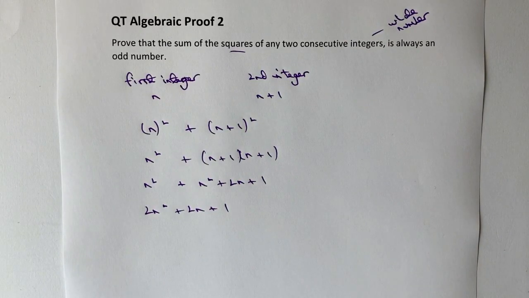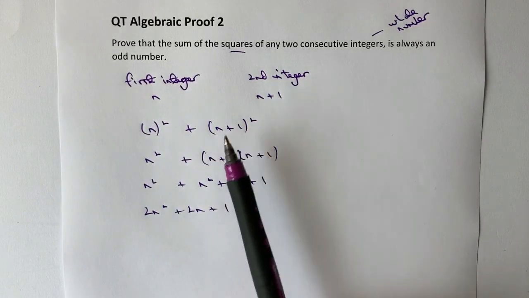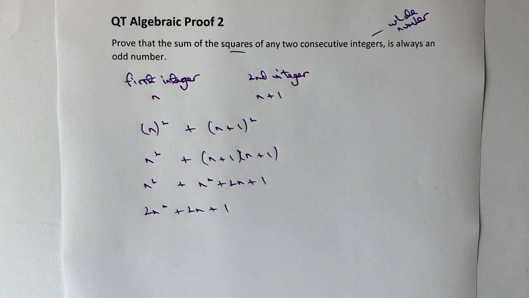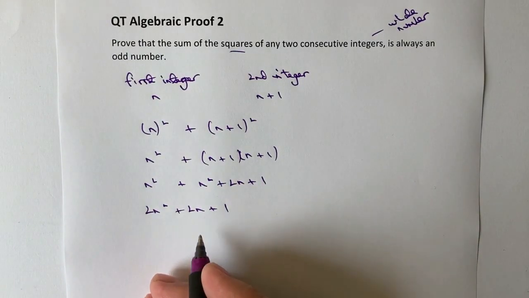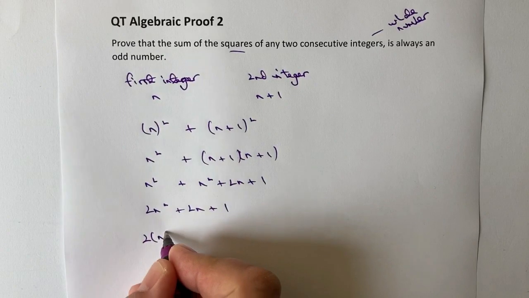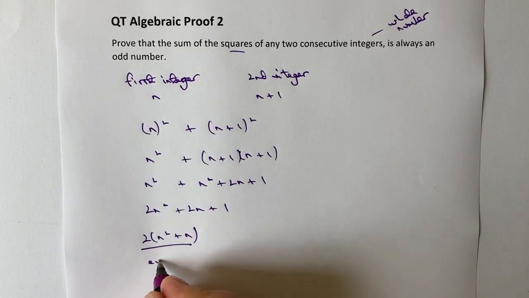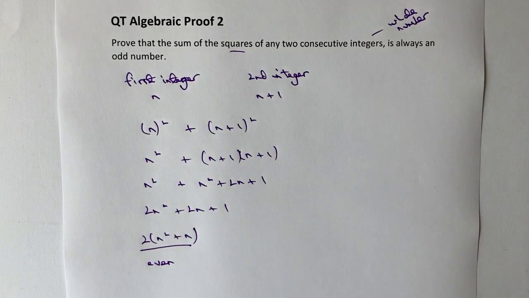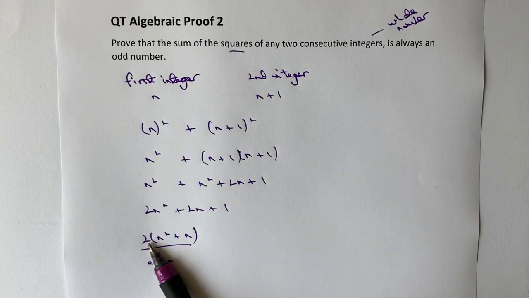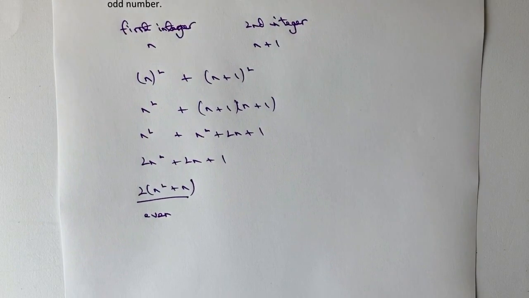So prove that the sum of the squares of any two consecutive integers is always an odd number. Really what we've got to do is take this expression and interpret it in the light of the question itself. Well, if we factorize the first two terms by 2, I'm going to get 2 times n squared plus n. So that bit of it is an even number, because anything that's multiplied by 2 is going to be an even number. It doesn't matter what number it is.